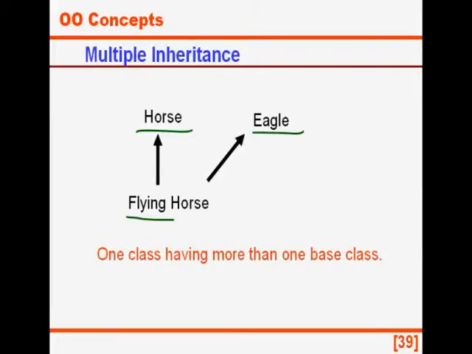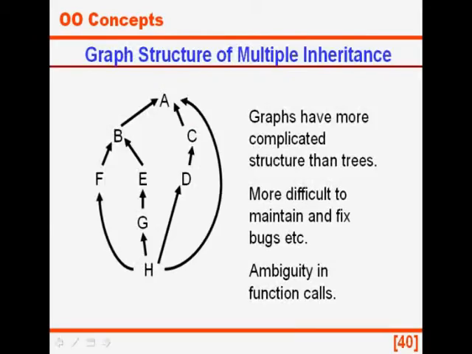One class having more than one base class is known as multiple inheritance. When we have multiple inheritance, the inheritance structure resembles a graph. Here we have A, from which we have derived classes B and C, and class E is derived from B, class D derives from C, G is derived from E, and F is derived from B. H is derived from F, G, D, and A. One class can have multiple base classes.